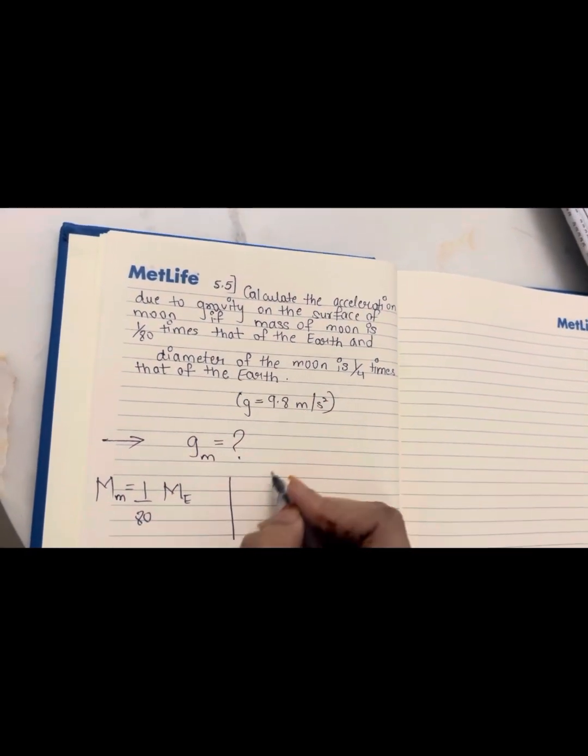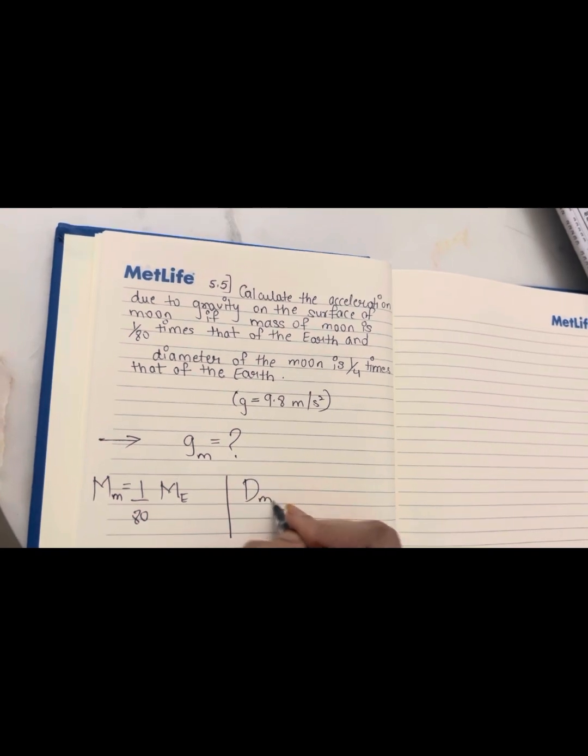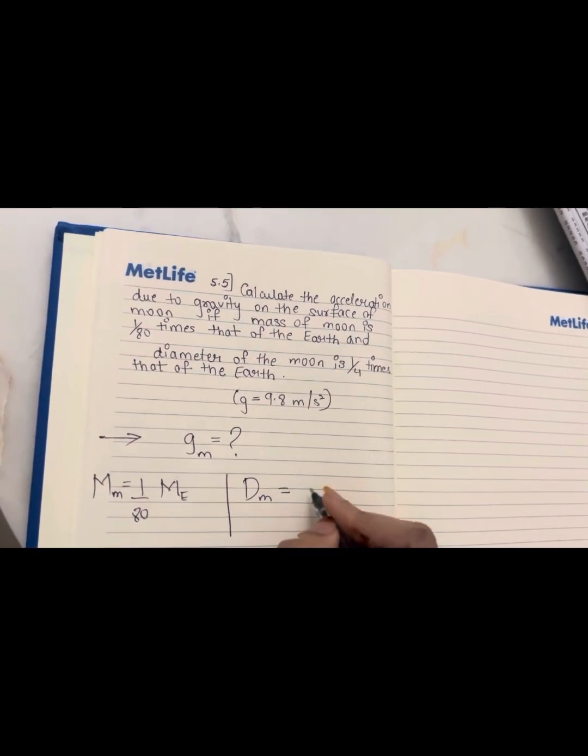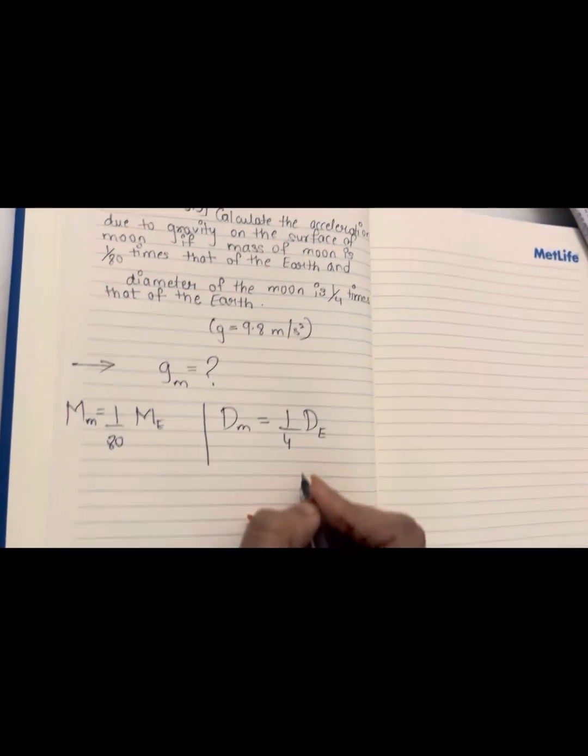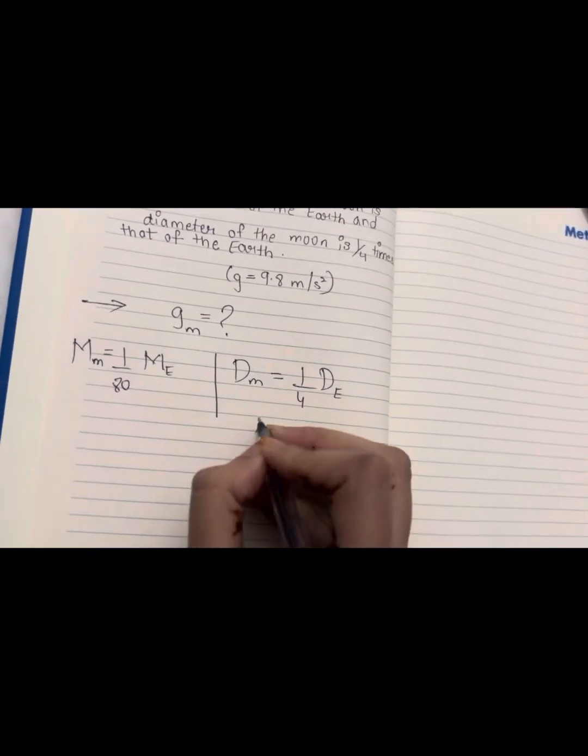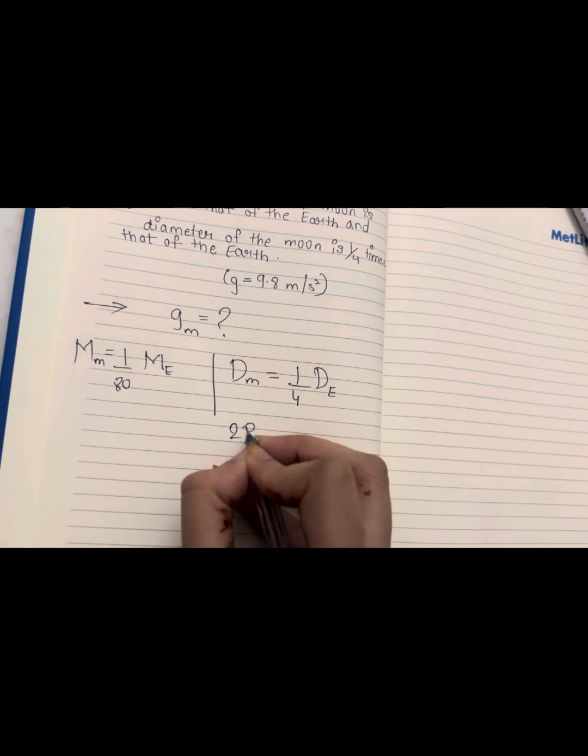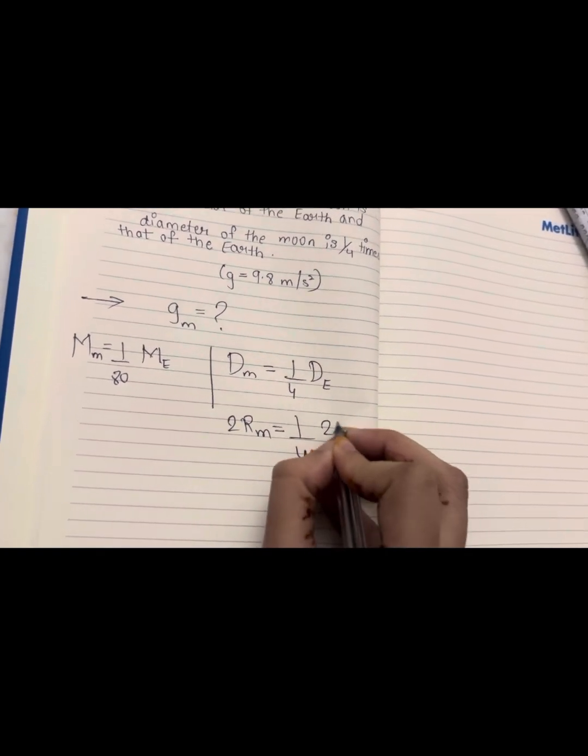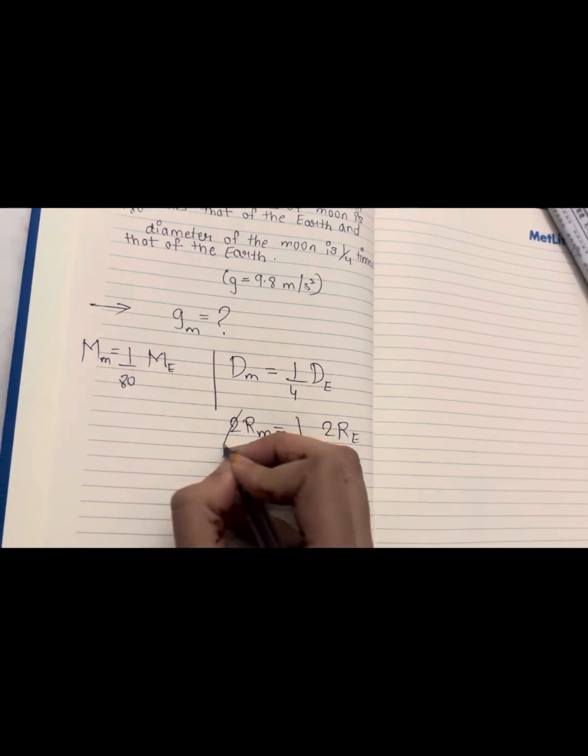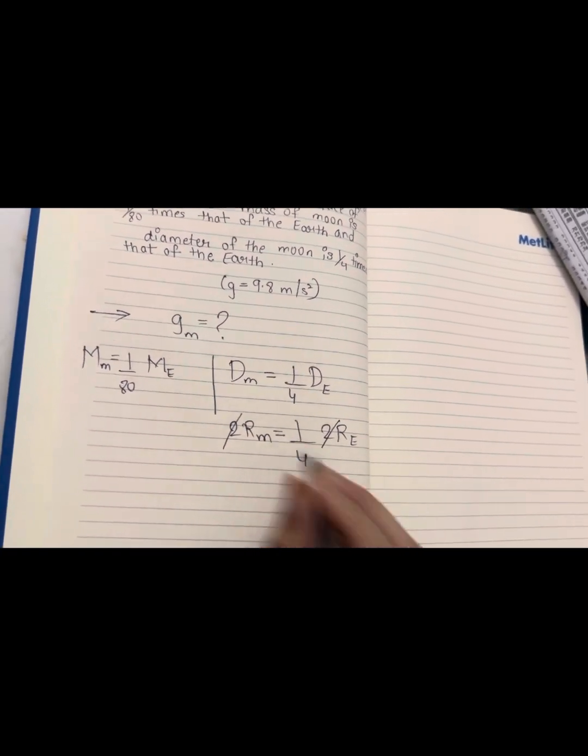And diameter of the moon, alright, diameter of the moon is equal to 1/4 times that of the earth, that is diameter of earth. So diameter is twice radius, 1/4, again diameter is twice radius. So this 2 and this 2 gets cancelled. So this is the equation.